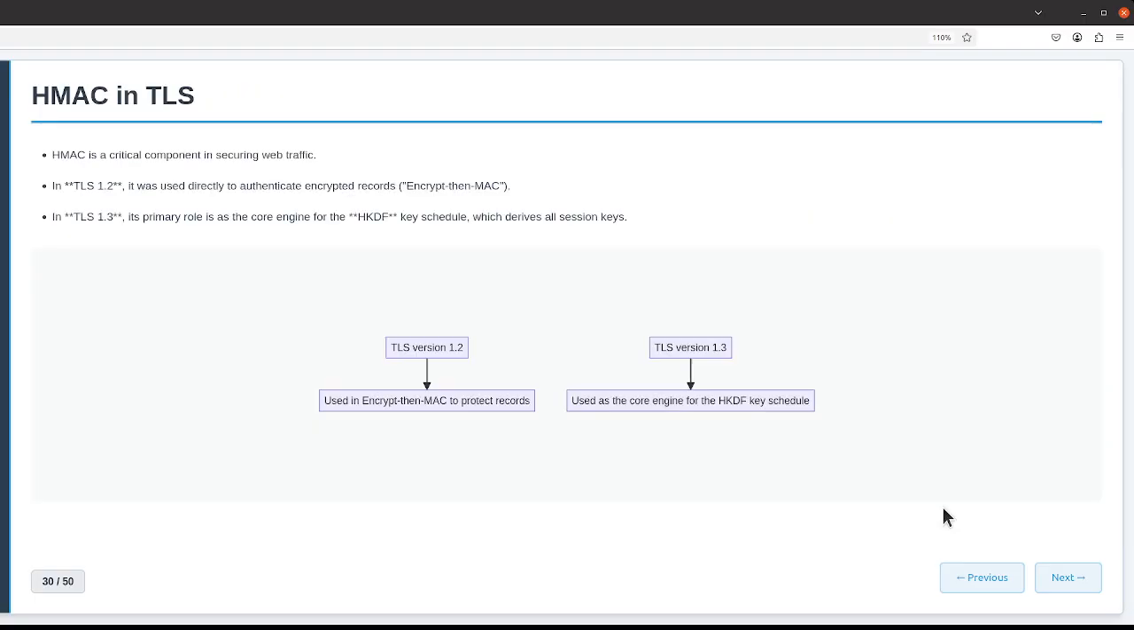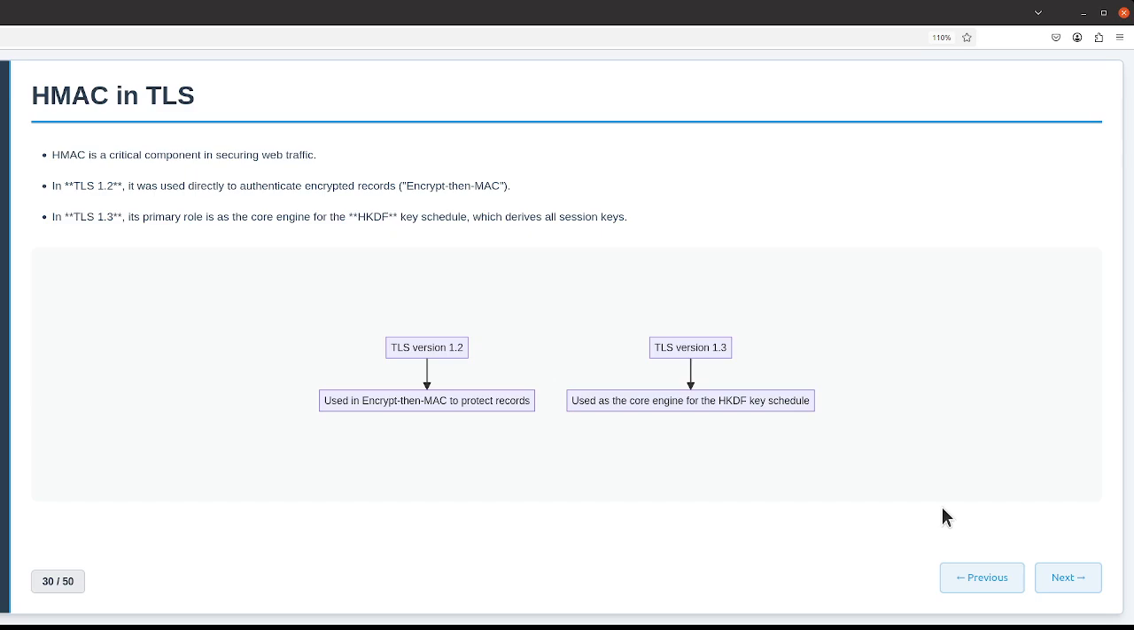HMAC in TLS. HMAC is a critical component of the Transport Layer Security (TLS) protocol, which secures most of the Internet's traffic. In older versions, for example, TLS 1.2, an HMAC function, like HMAC SHA-256, was used in a construction called encrypt then MAC. After the data was encrypted, an HMAC tag was calculated over the encrypted data and attached. This provided a very strong guarantee of integrity for the encrypted records.